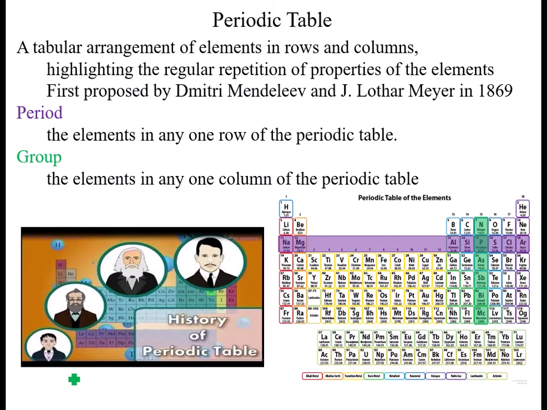So the next section in the textbook is about the periodic table. The periodic table is a tool that you will use in all your chemistry classes, essentially. It's a tabular arrangement of the elements in rows and columns, and it highlights the regular repetitions of the properties of the elements. It was independently determined both by Dmitri Mendeleev and Lothar Meyer in 1869, one working in Germany, the other one working in Russia.